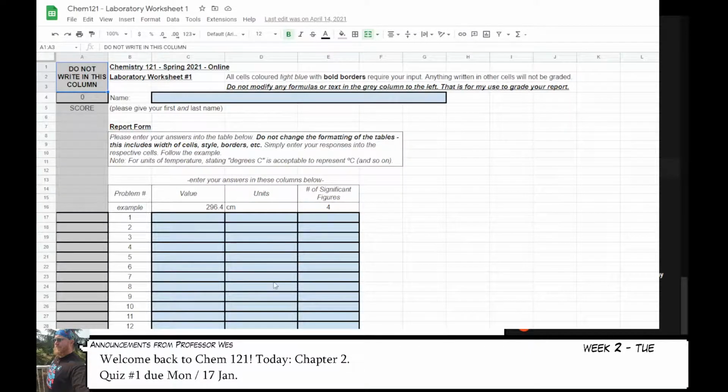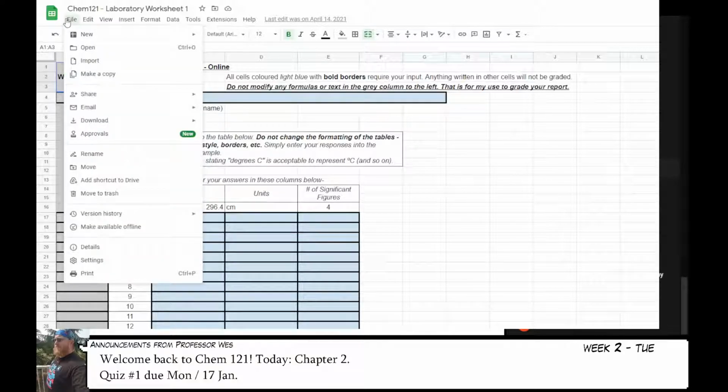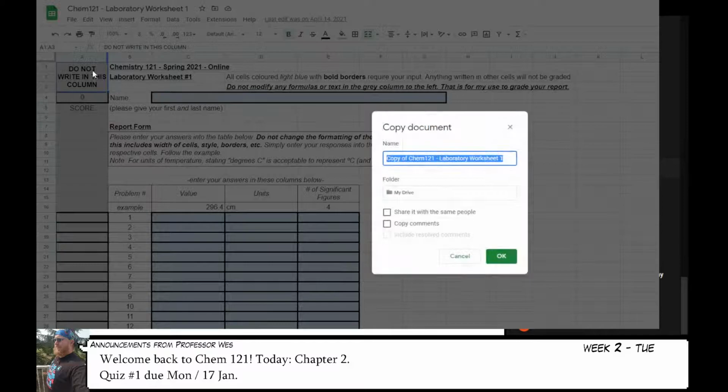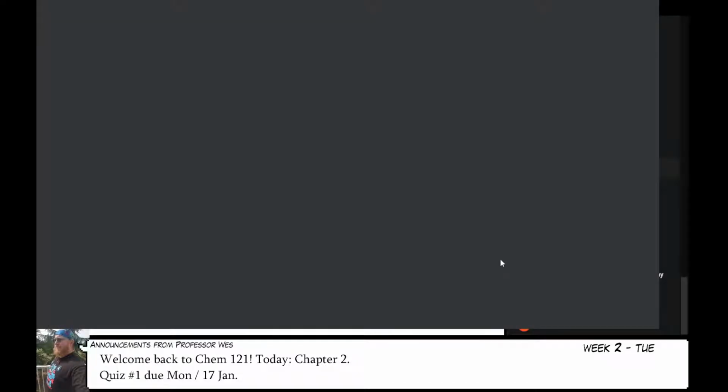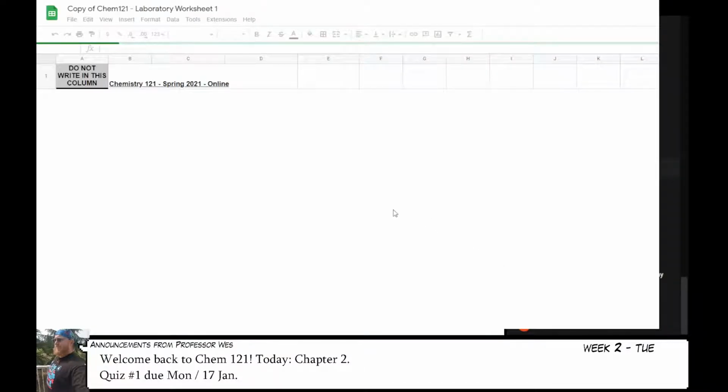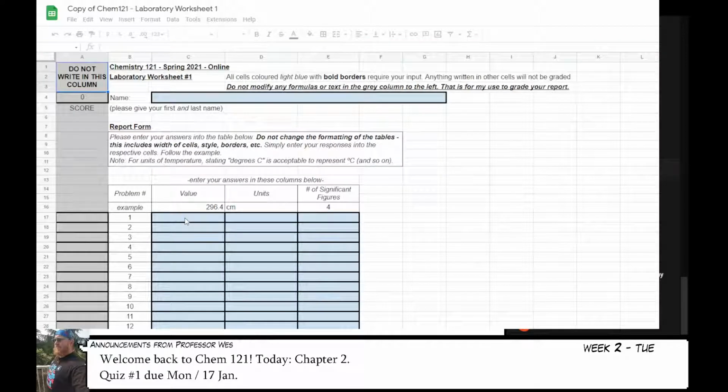Now, you can't write in this form directly. What you need to do in order to access this form to have a copy of your own is go to File up here, make a copy, and then hit OK. It will save it to your Google Drive. Once you hit OK, you now have your own version of it that you can type in.